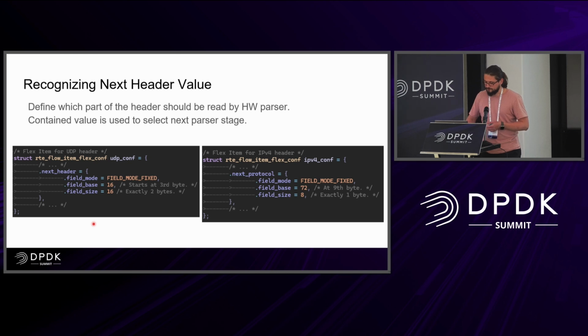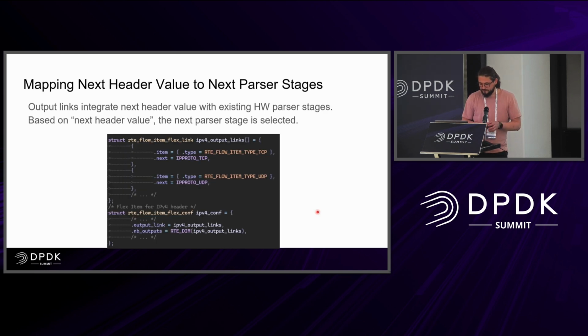Using the standard examples, for UDP there would be a field at a 16-bit offset, taking 16 bits, which would be our destination port. This would allow us to decide what protocol follows UDP. For IPv4, we're basically using the same bit offsets and sizes to point to the next protocol field. Now, through the API we tell the driver to look at these bits in the custom header to determine the next parser, the next stage.